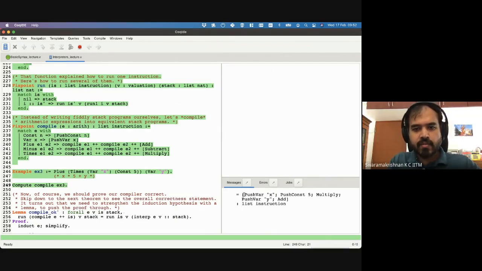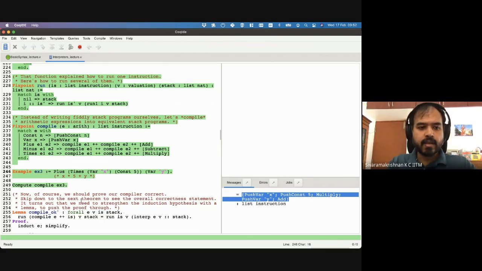Which is push x. We get this push x because of this one. We get push 5, we multiply, right? That's the inner expression, so that is why we get that. And then this is going to leave a natural number on top, right? And you push y, and then you do addition. So the result of compiling this particular arithmetic expression is this list of instructions.